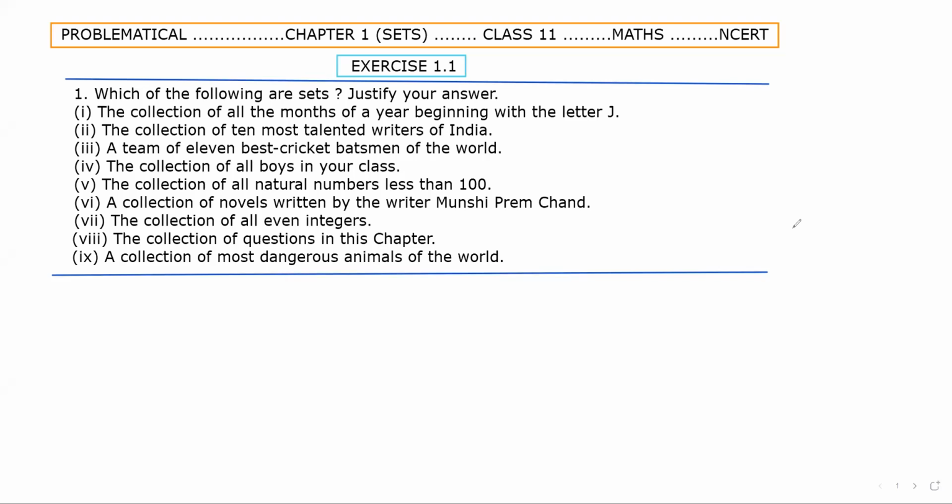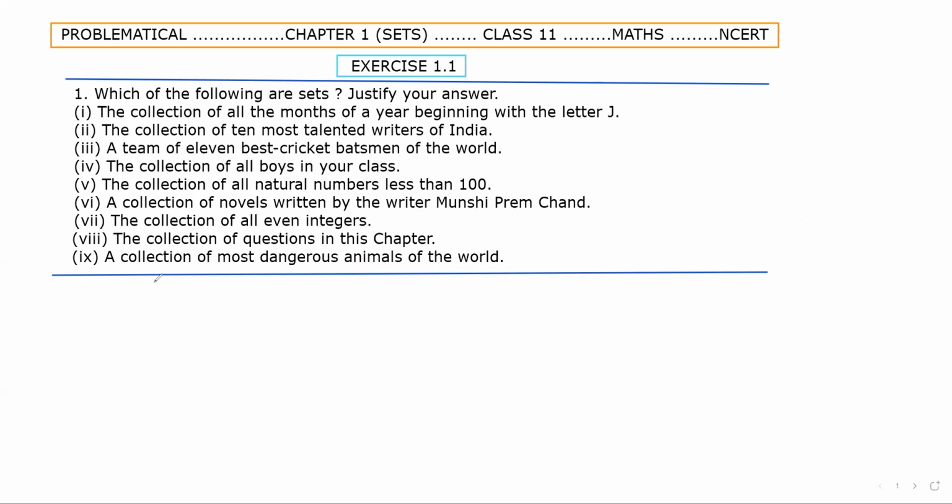Well-defined means every element of a set should be different, should be unique, should have a specific meaning. Collection of all the months of the year beginning with letter J. Let's see if we can form the set. If we are able to form sets, be it finite or infinite, we will call it a set. If they are not well defined, if there's any ambiguity, the meaning of ambiguity will be clear in the examples which are not sets, then we will not consider them as sets.